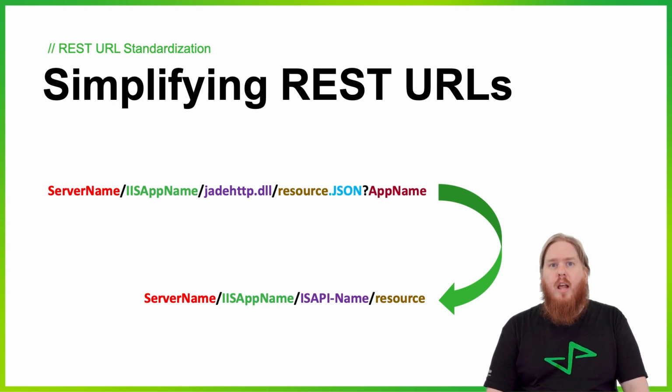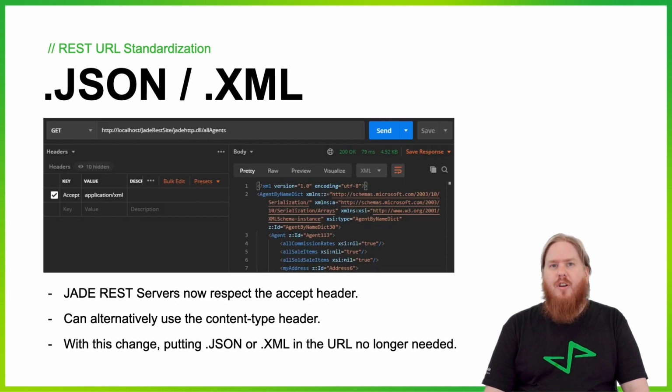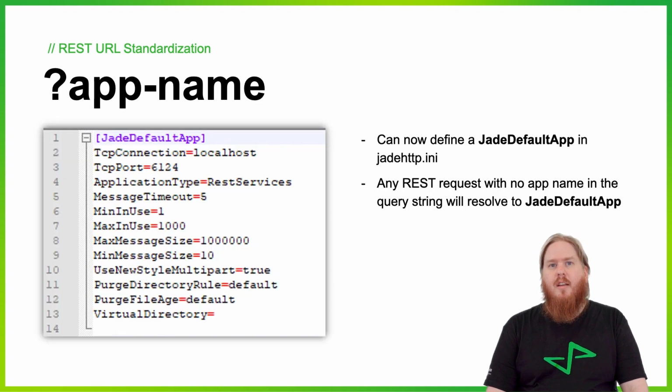First of those tools is that .json and .xml in the URL. You don't need it anymore. Jade will now respect the content type and accept headers. The other thing that you don't need is the app name in the query string. You can now define a Jade default app in your Jade HTTP ini file, and Jade will automatically resolve anything that doesn't have the app name in the query string to that.